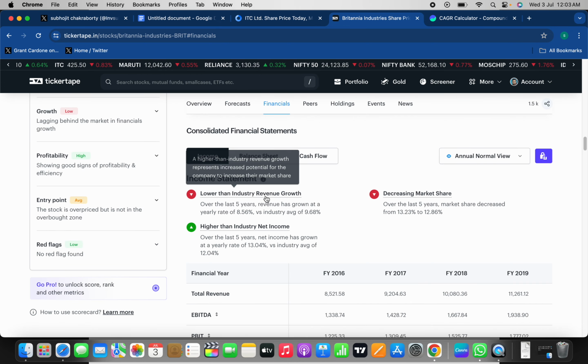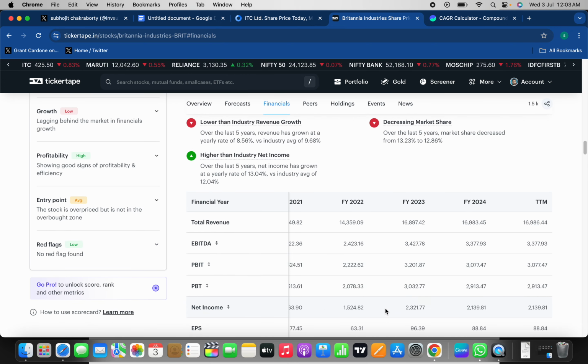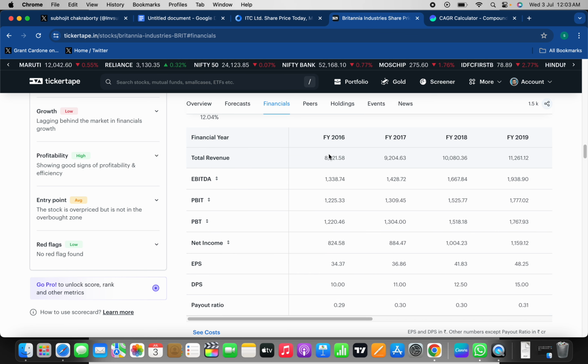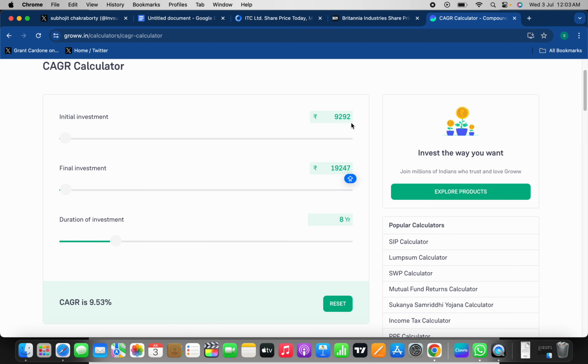What do we look at in the Britannia industry? Let's see, 2016, let us observe it. In 2016 the Britannia industry has generated revenue of something around 8,521 crore. Okay, let's write it down. Simple, nothing. 8,521. This is how you select a stock.